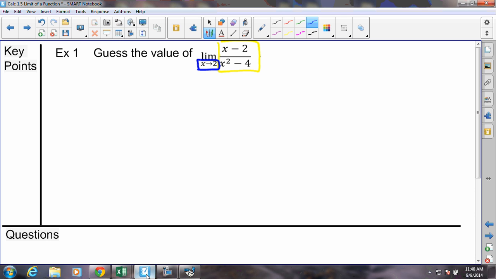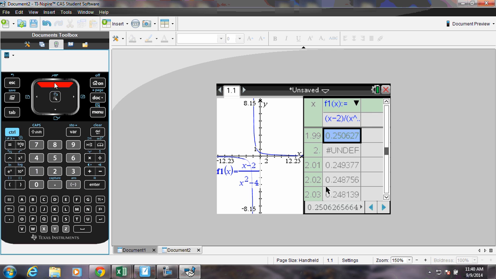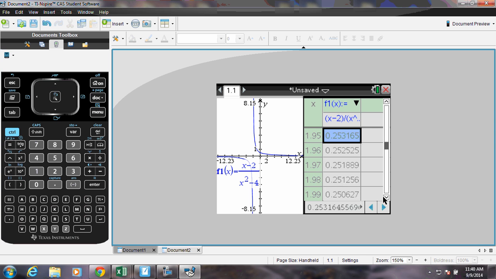I could very easily start the table at 0, but then I'm going to have to scroll up 0.01, 0.02, 0.03, 0.04, 0.05, all the way up to 2 to get to the numbers we care about. As it is, for this one, on the table, we can scroll up and down and get values that are pretty close. You notice how we have 1.94, 1.95, 1.99, 2, 2.01. So here we have numbers that are pretty close on either side. Take a look at the numbers for 1.98, 1.99, 2.01, 2.02.